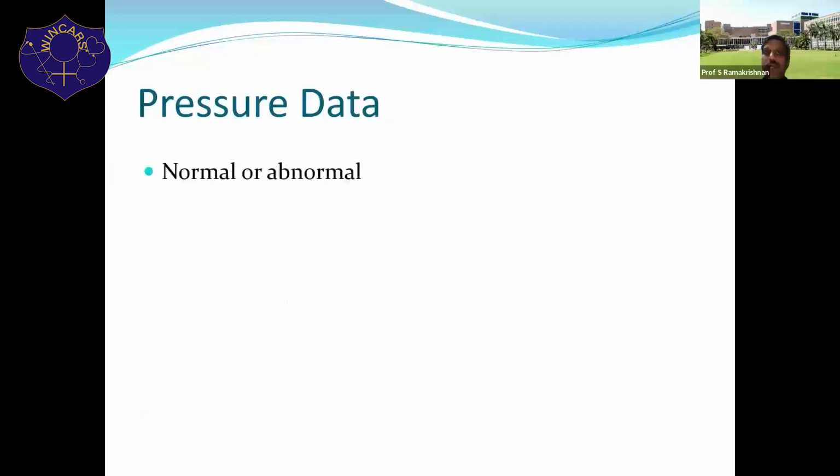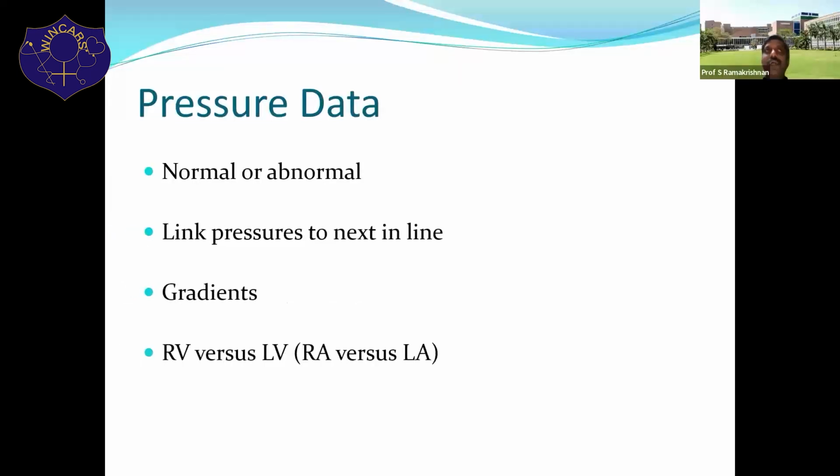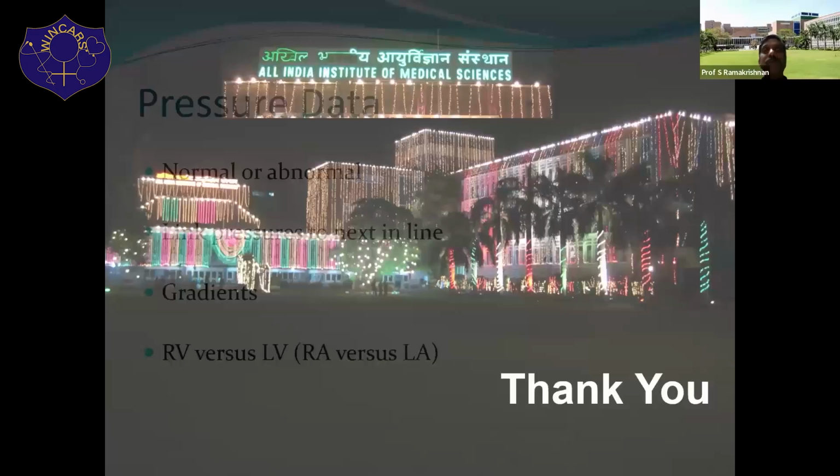Again, for the pressure data, the stepwise approach is normal or abnormal. Link the pressures next in line, and immediately the gradients will come up. Then always compare RV versus LV and RA versus LA, and you will be able to identify most of the complicated, complex problems. But please practice this, so don't do this for the first time in your exams. I think I'm able to cover the basics, I thought. So thank you for your patient listening.